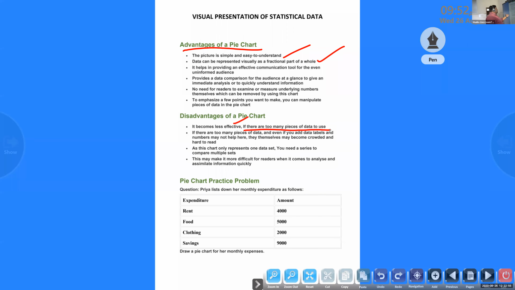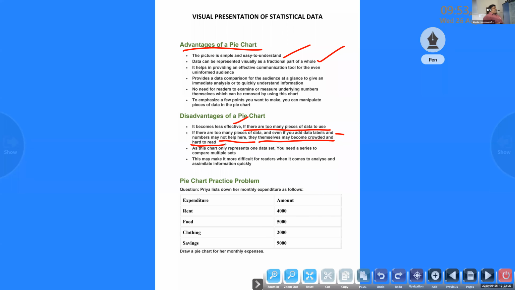So if there are too many pieces of data, even if you add data labels and numbers, they may not help; they themselves may become crowded and hard to read. So many subsets or slices are there that we are unable to understand the message in that chart. As this chart presents only one set of data, you need a series of charts to compare multiple sets. So we know that it's a drawback.